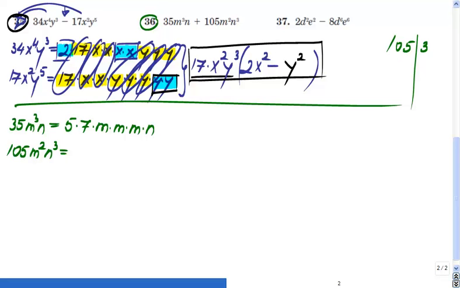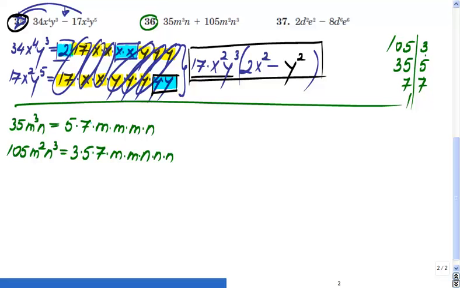3 goes in 10 how many times? 3 times. 3 times 3 is 9 out of 10, 1. 3 goes in 15 5 times, and now we know 35 is actually 5 times 7. 5 goes in 35, 7 times, 7 is 7 once. This is the prime factorization of 105: 3 times 5 times 7, right? So this is going to be 3 times 5 times 7 times m squared times n cubed, which is n times n times n.